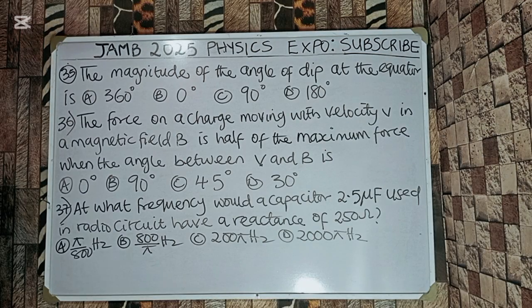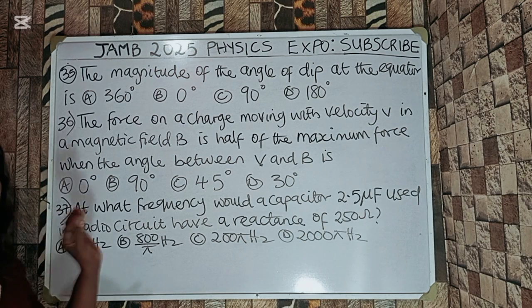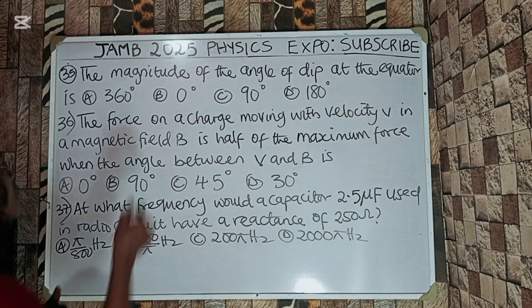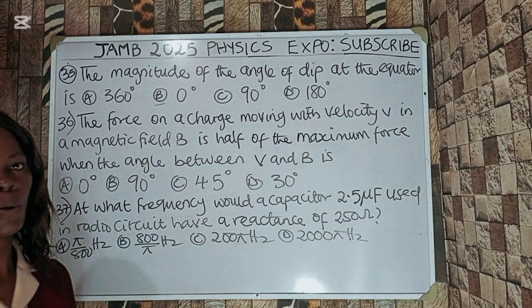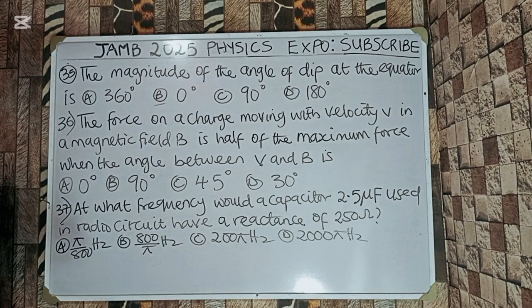Question 35. The magnitude of the angle of dip at the equator: option A, 360 degrees, option B, 0 degrees, option C, 90 degrees, option D, 180 degrees. So at the equator, the angle of dip is equal to 0 degrees, but at the poles it is equal to 90 degrees. So the correct option is option B.